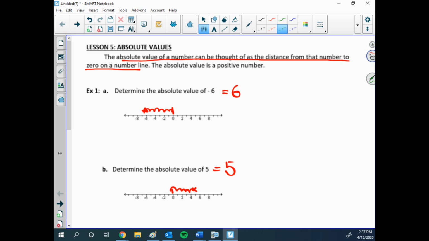Now, I'm not really a big fan personally of that definition. I prefer to just say whatever the value is, the absolute value will be the positive number of that. So for example, what's the absolute value of -6? It's whatever the positive value of that is, 6. What's the absolute value of +5? It's also +5.